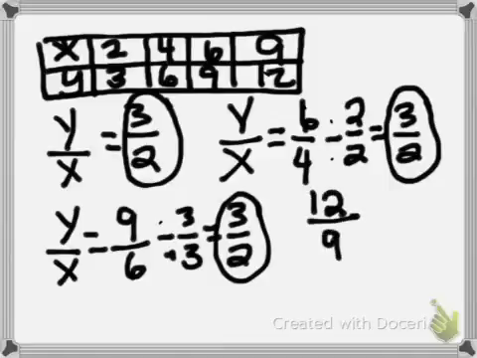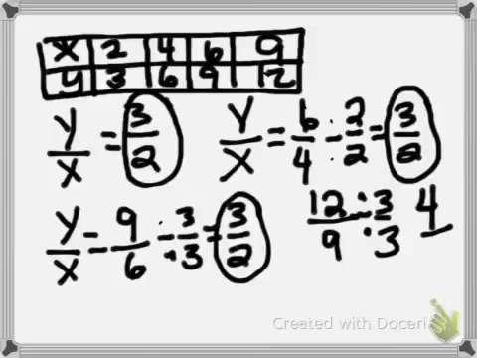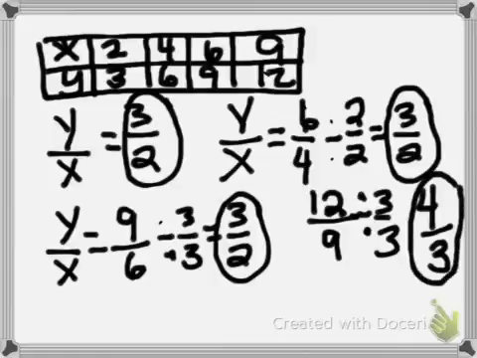I'm going to go 9 over 12. Again, this one shares 3, and I get 4 over 3. Now, guys, let's look and see what we notice. They're always 3 over 2 except for the last one. The last one ended up being 4 over 3.